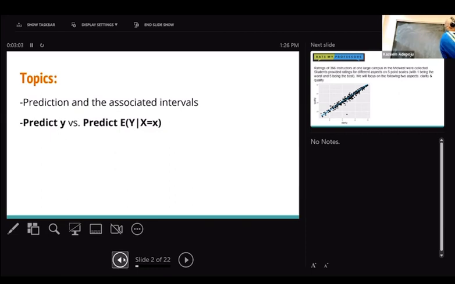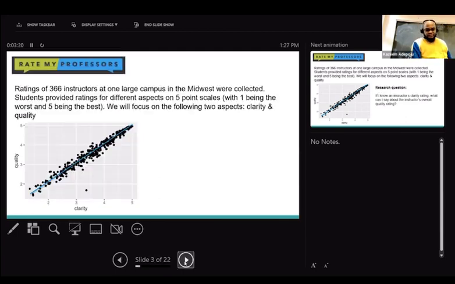Because when you make a prediction, you're going to have a single result, right? A single result could be wrong or right. If I really want to know how precise my prediction is, then we need a confidence interval as well. Okay, so let's get started.